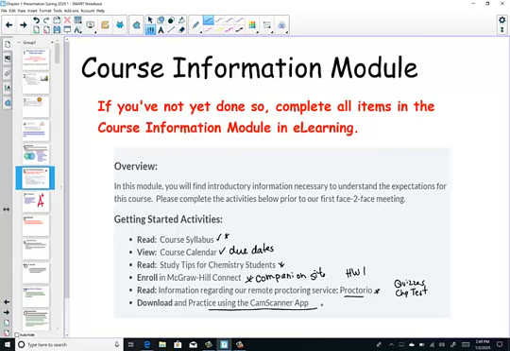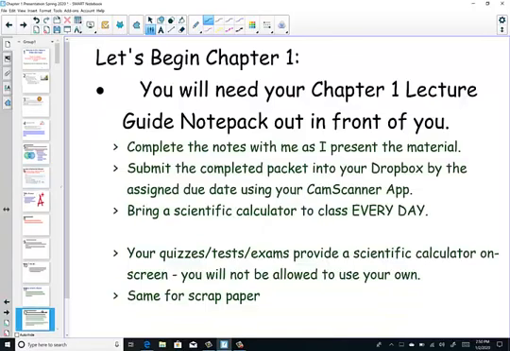So let's go ahead and begin our very first chapter. You'll need your Chapter 1 lecture guide, that note pack, out in front of you. And of course, you know it's your responsibility to complete these notes with me as I present the material. You then submit the completed packet into your Dropbox by your assigned due date, and that's when you'll use your Cam Scanner app. And you'll also be using that for your lab to submit your lab work into Dropboxes.